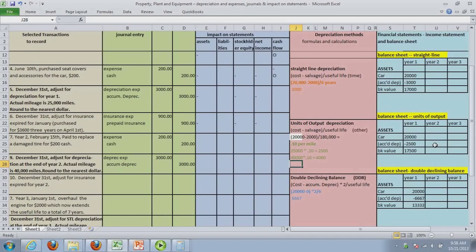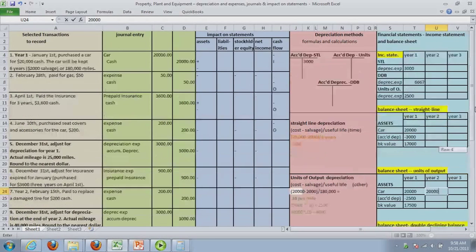So in year 2 for the balance sheet, I needed to track that. Let's do the income statement first. So we have 3,000 depreciation expense. The income statement only goes up for 12 months. And then the units of output, which is actually the last one, has gone up because of extra usage. And then we'll figure this one out in a minute.